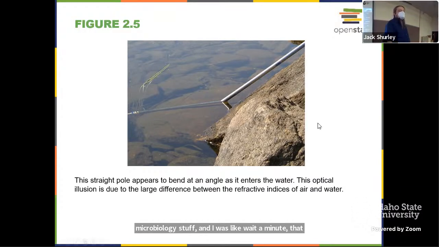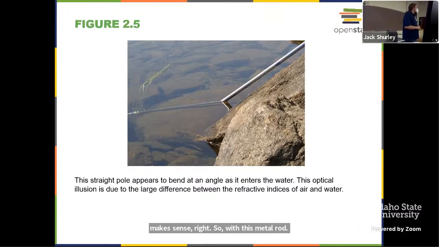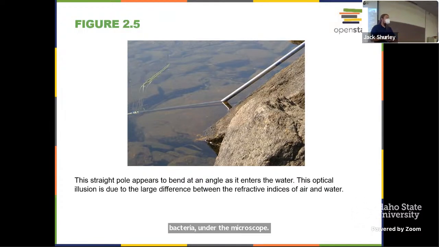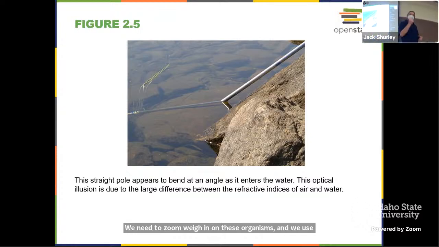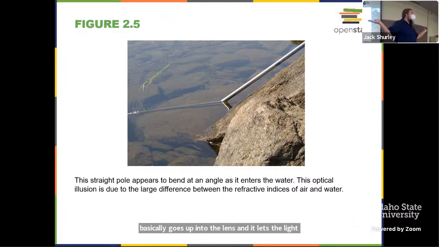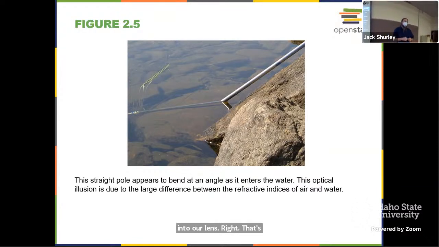So with this metal rod, all right, that oil that we will use, and I'll show you this in just a slide or two down the road, when we are looking at things under the microscope, bacteria under the microscope, we need to zoom way in on these organisms, and we use a drop of oil that we put onto the slide, and that basically goes up into the lens and it lets the light shine right through, and we don't get a bunch of reflection with that light as it shines through the slide, right? Little bit of refraction, but the reflection, we minimize that dramatically. The oil and the glass slide have the same refractive index, right? So it behaves as if it's the same type of medium, and the light just moves right up into our lens, right? That's what we want, right?